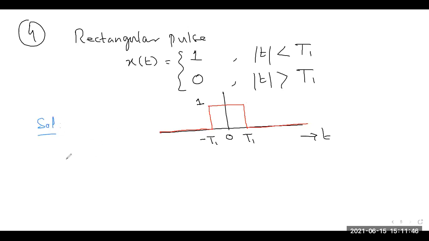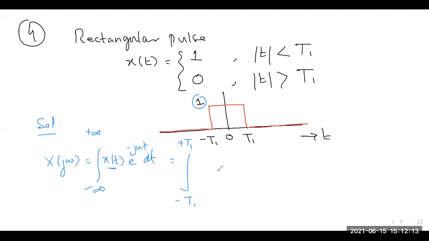So this is a non-periodic signal. So using the general equation, if you apply this equation to the signal, this signal is only non-zero between this interval. So the upper limit is plus t1, the lower limit is minus t1. And within this interval, it's equal to 1. So we get 1, and then we have e power minus j omega t dt.